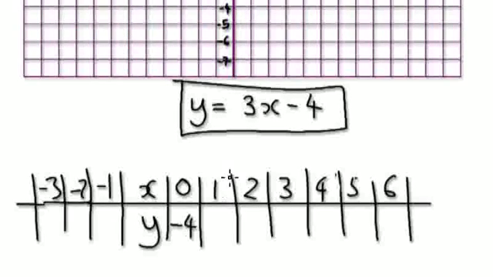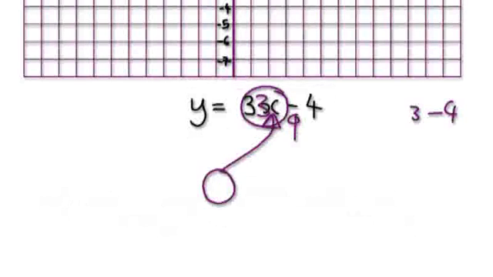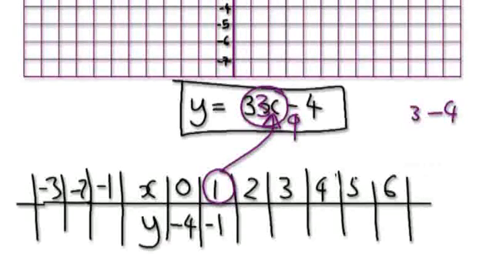So for the next one, put 1 into the x. When you put 1 into the x, this whole thing here, 3 times 1 will be 3. Now 3, and then you've got a minus 4. 3 minus 4 will be -1. So this here would be -1. Okay, let's try and plot this here.